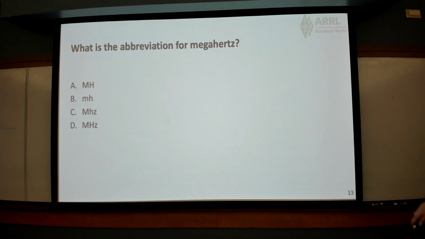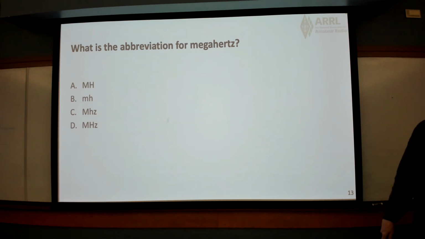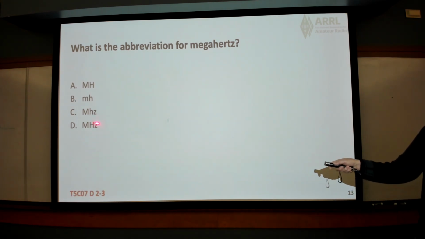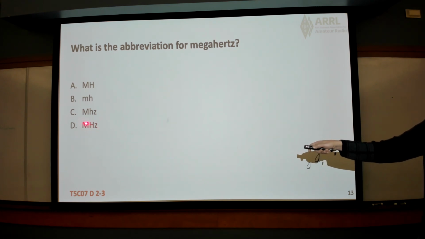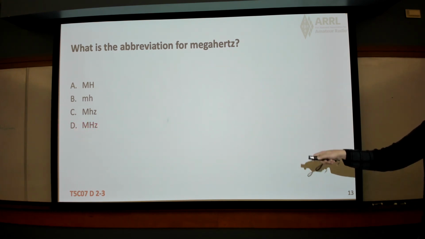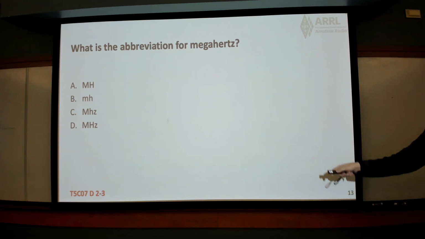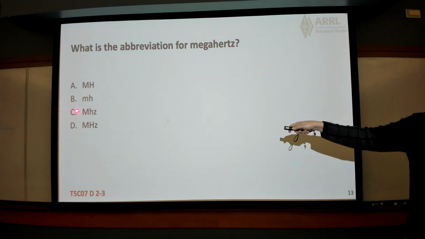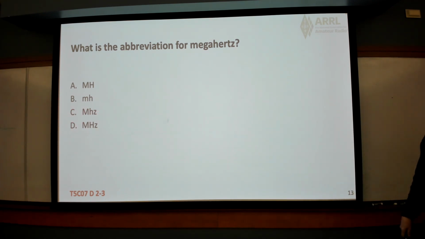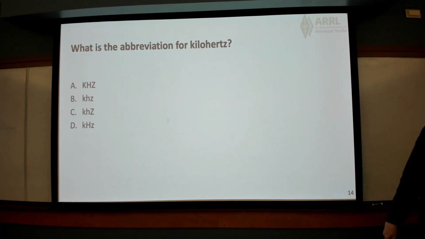What's the abbreviation for megahertz? It is incorrect. D, yes. Because hertz is capital HZ and then the capital M goes on the front, although you'll see a lot of people misspell it. All right. What's the abbreviation for kilohertz? Okay. Correct.